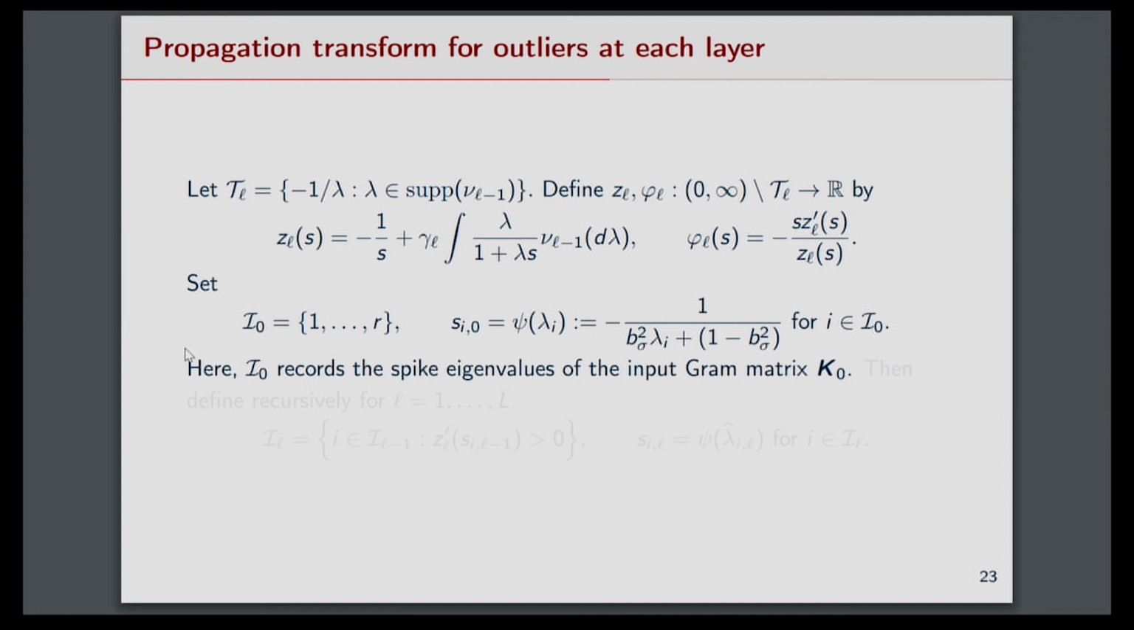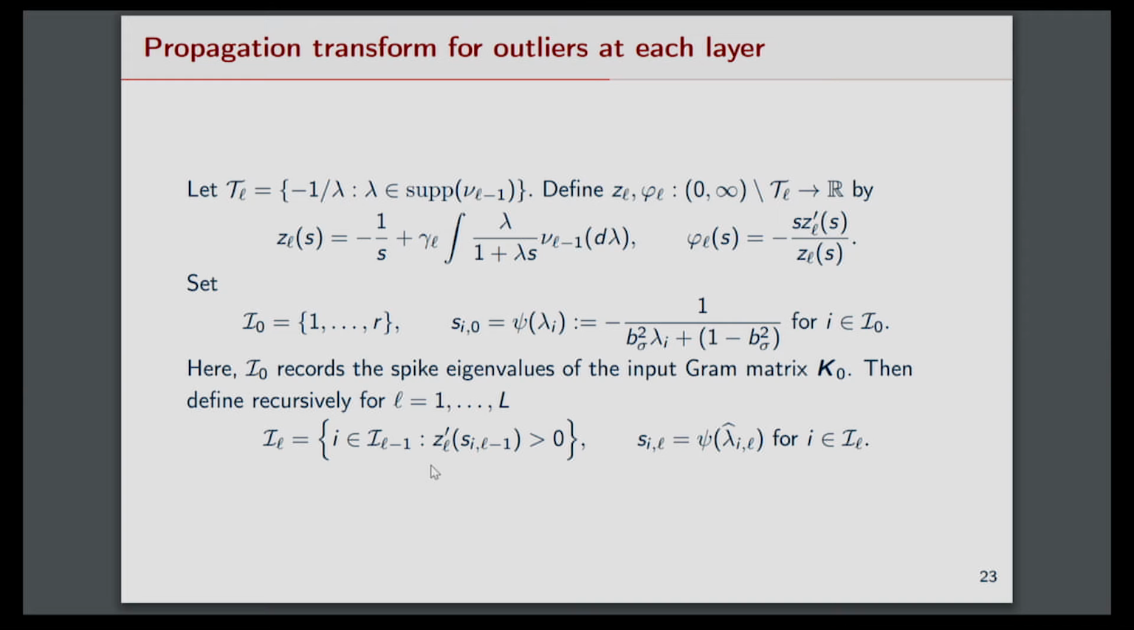We can define this set I0, which indicates the spikes in the data set. And then the psi transform is defined in this way, just related to the B sigma of this activation function. Then the IL just indicates the indices which are related to the spikes in the L-th layer. You can see this condition must be satisfied, otherwise you will not see the spike. So this IL is a subset of this I0. Cool. Okay, so that's the notation and the transform.